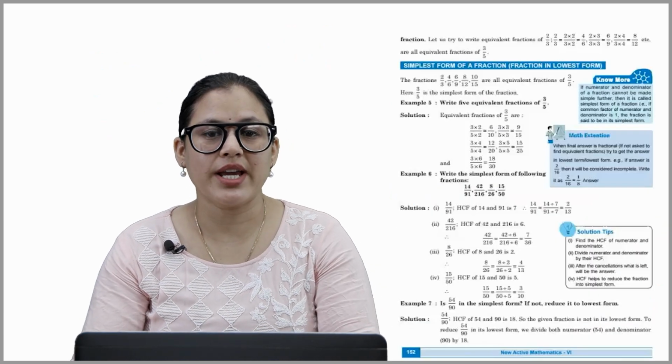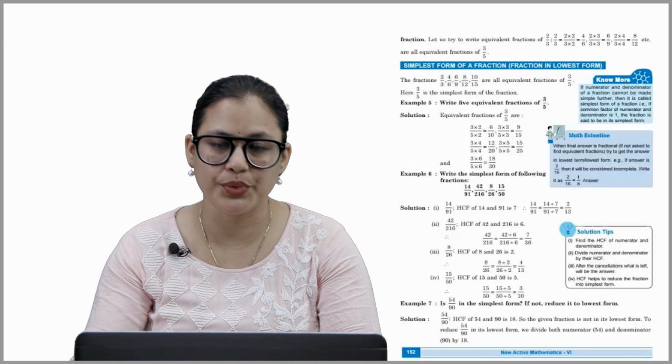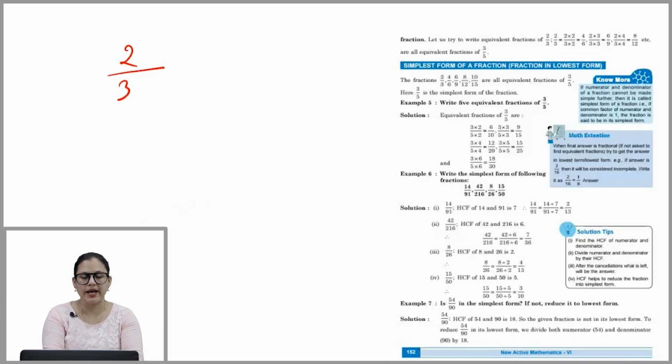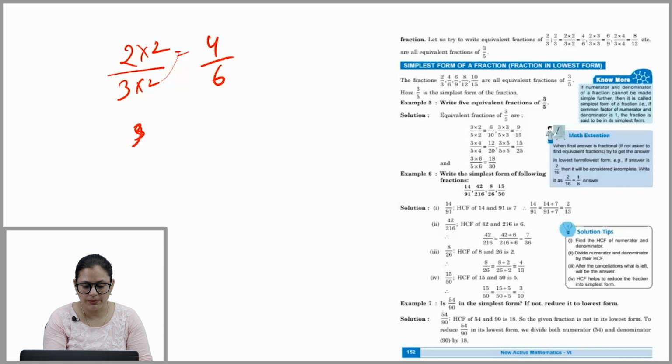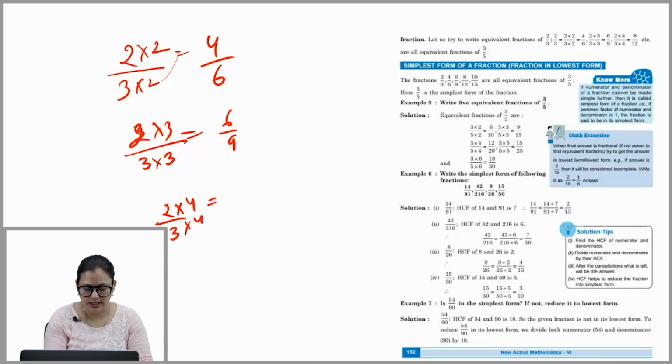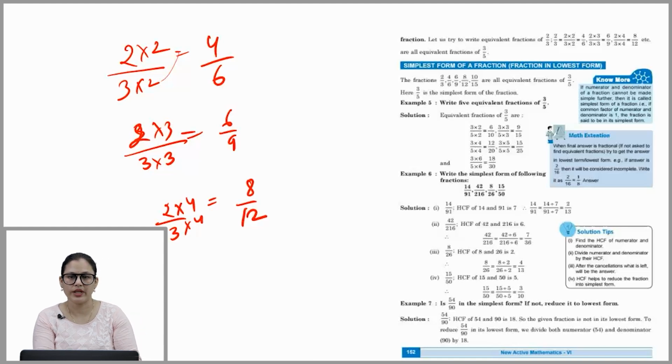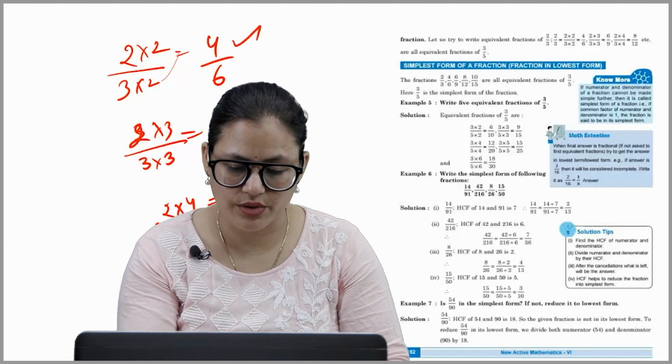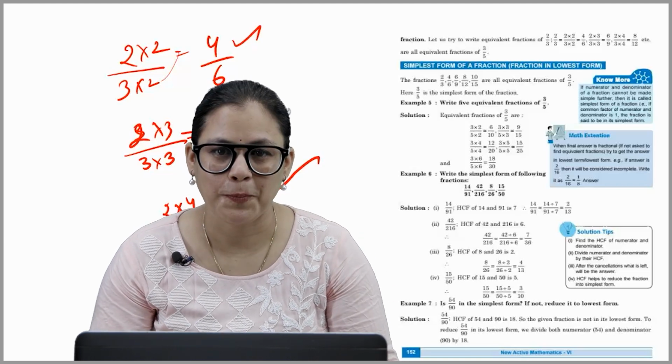Let us try to write equivalent fractions of 2 by 3. Okay, so what will we do? We will multiply this fraction, that is 2 by 3. We will multiply 2, that is numerator, by 2, and then denominator, that is 3, by 2. Okay, so if you multiply both the numbers by 2, you will get 4 by 6. Then you will multiply by 3. What will you get? 6 by 9. Then you will multiply by 4, then what will you get? 8 by 12. Okay, so these are the equivalent fractions of 2 by 3.